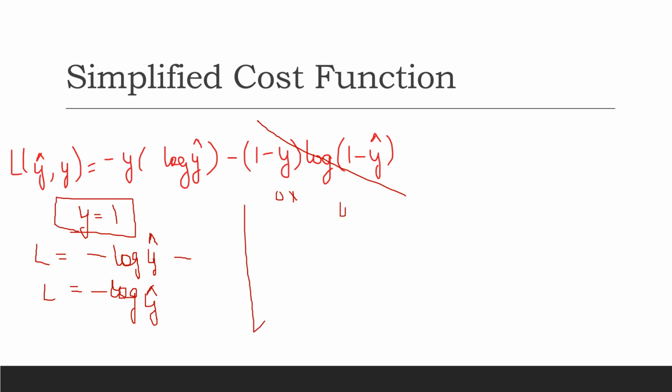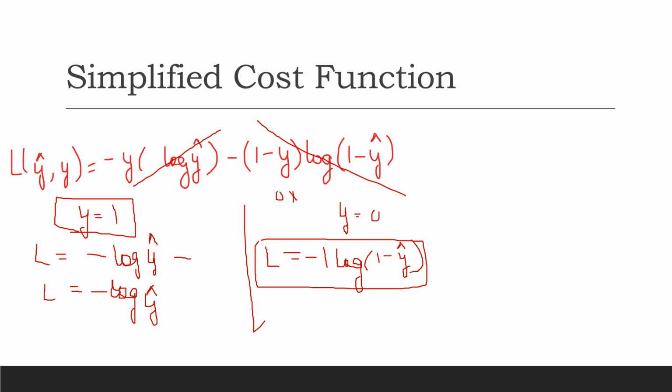Instead, when the actual label y is 0, then put y equals 0 in this equation, and L will be minus y, 0 into log y hat, this term will be cancelled, minus 1 minus 0. 1 minus 0 is 1, so minus 1 times log 1 minus y hat. So this was the equation that was used when y is equal to 0, and this was the equation that is used when y is equal to 1.